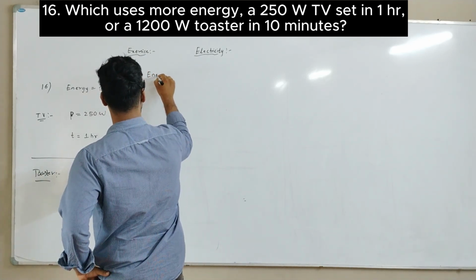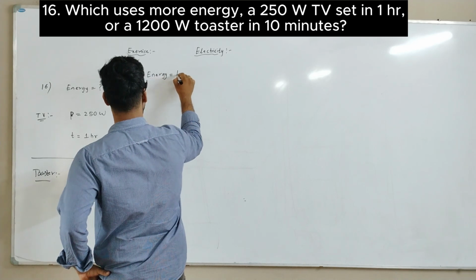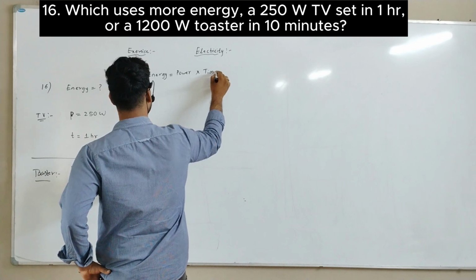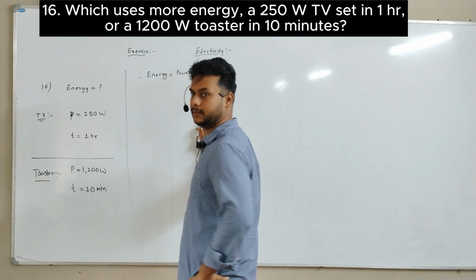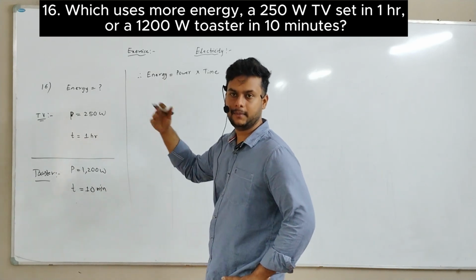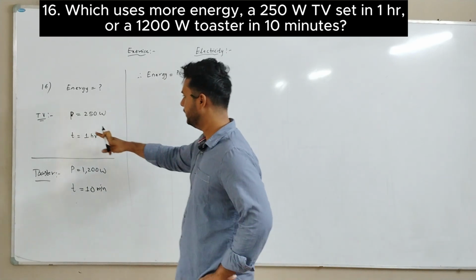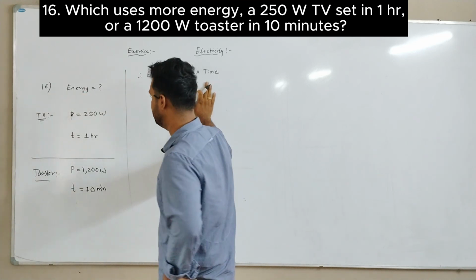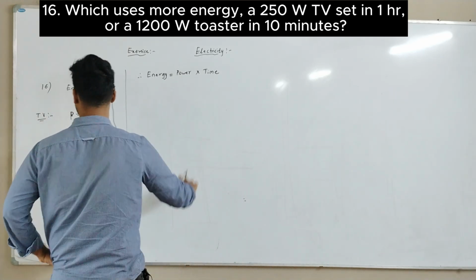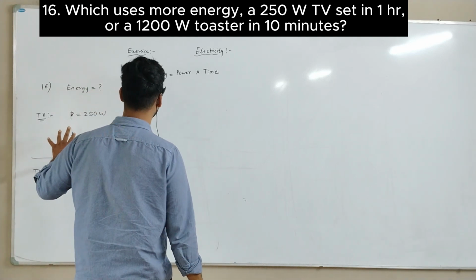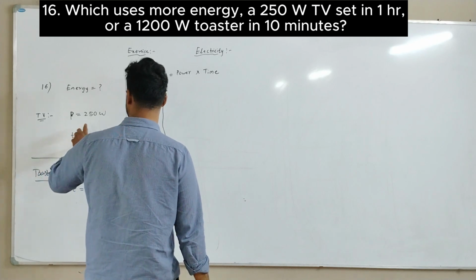Energy is equal to power into time. Okay, work is not there here. Power is there, time is there, I should find energy. Energy is equal to power into time. Simple formula. Now, first I should find the energy of this, then the energy of this, then I should compare which is using more energy.